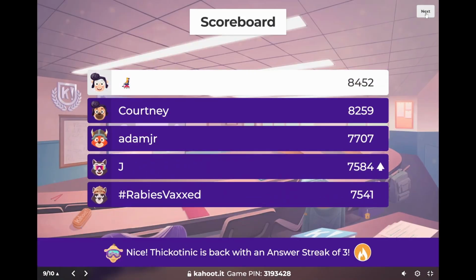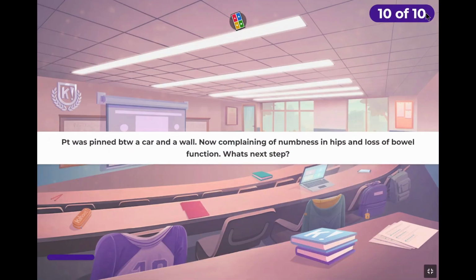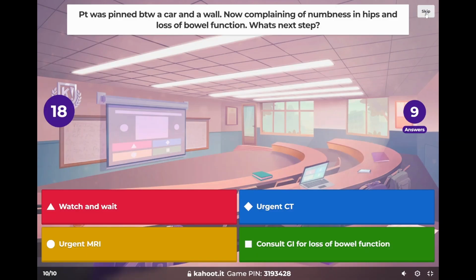Okay, so last question. You guys are done for the day. I'll do the review Thursday night on YouTube. Patient was pinned between a car and a wall. Now they're complaining of numbness in the hips and loss of bowel function. What's the next step?